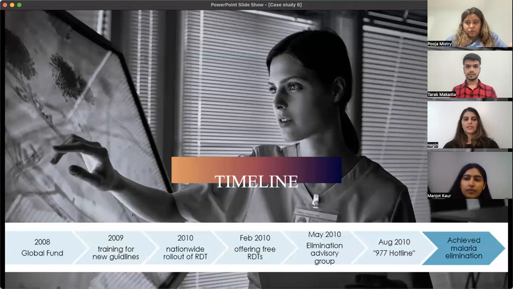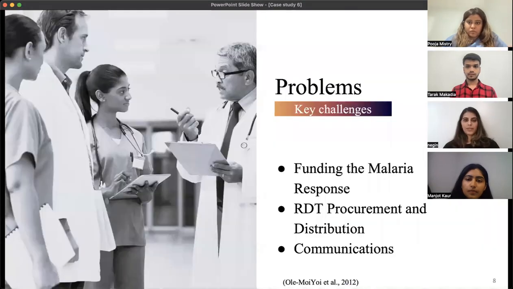The result was that Swaziland became the first sub-Saharan African country to achieve malaria elimination. Talking about the problems, the first one was funding the malaria response. After making significant progress in malaria management, there is a chance that policymakers could lose interest, which might be harmful since malaria could reappear. Secondly, a well-structured strategic plan is crucial to obtain financial support from the government and also the donors.